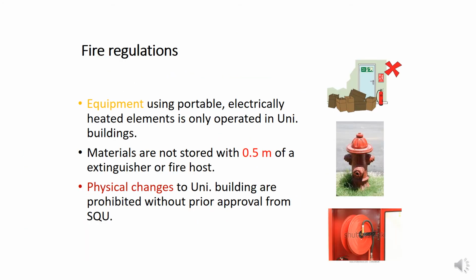So there are certain fire rules. For example, portable electrical heated equipment elements are only allowed in certain SQU buildings. This is a rule, so we cannot change it, and we cannot move any equipment. Similarly, materials must not be stored within 0.5 meter of an extinguisher or fire hose. This is very important because in an emergency the fire brigade or other machinery might use them. For example, this is a water pipe and this is also a water pipe, the fire hose. So this is a rule; we have to follow it and not block them.